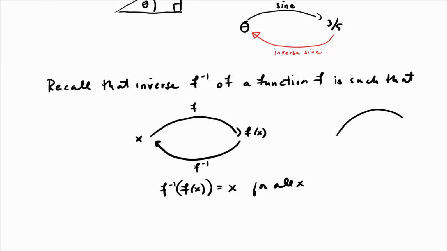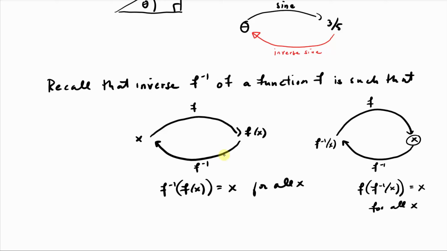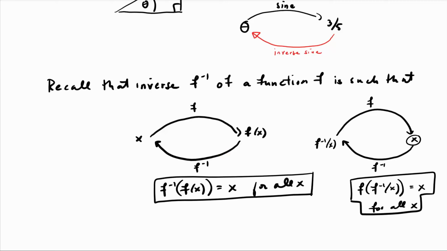Similarly, if I have an output x and I send that through the function f inverse, I'm going to get f inverse of x. And if I apply f to that, I'm going to get back to x. So what does that tell me? It tells me if I calculate f inverse first and apply f to that, so I do f of f inverse of x, I get back x for all x. So those are two equations that my inverse function satisfies.